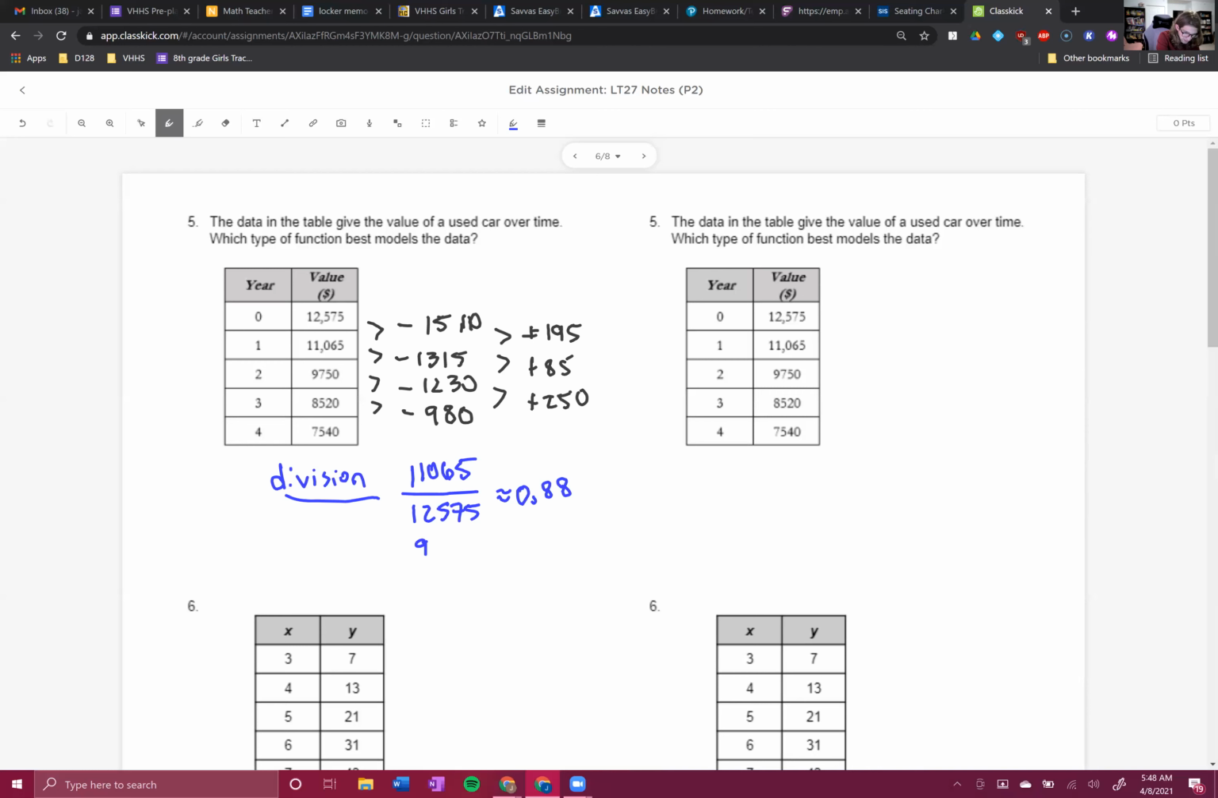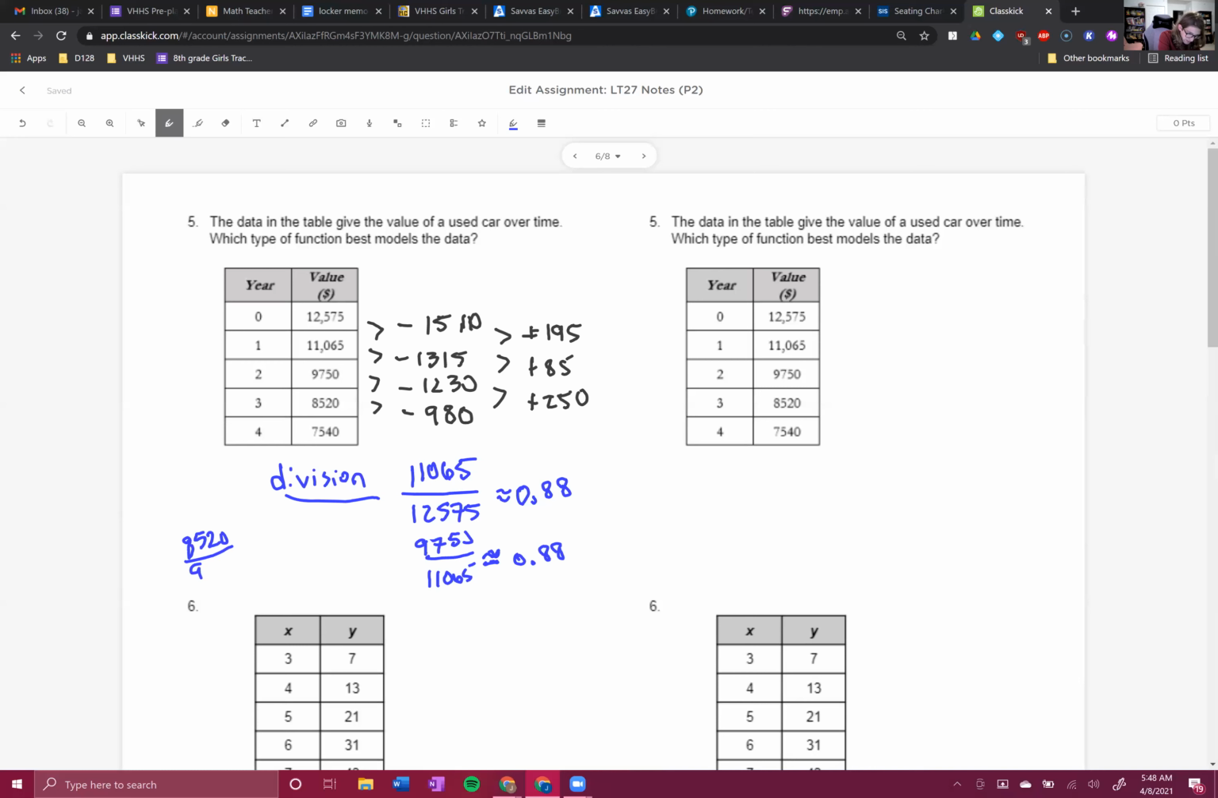And then if I do 9,750 divided by 11,065, I get, again, if we round, about 0.88. It's 0.8811. But this is looking promising. Doing this dividing, it looks like we've found the thing that we're multiplying by.